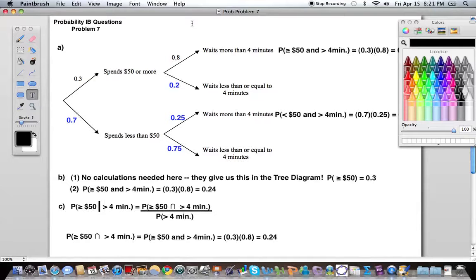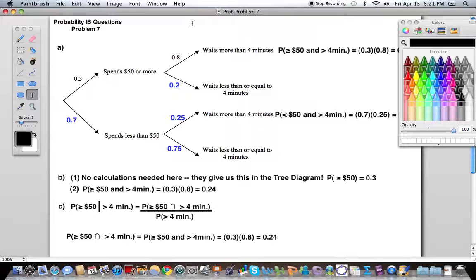Probability IB questions, problem 7. In problem 7, they give a tree diagram that is showing us the outcomes of a survey that the supermarket took. The survey was to find the time taken to be served and the amount of money a customer spends. Alright, so here is what they found.